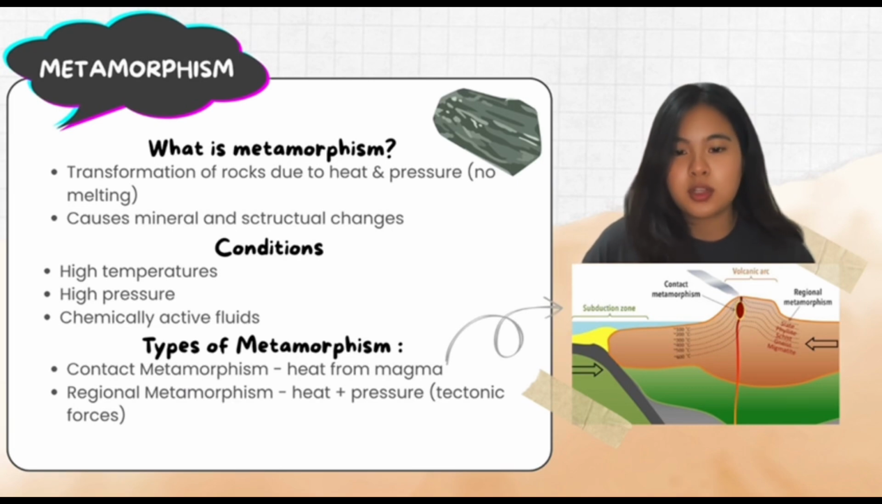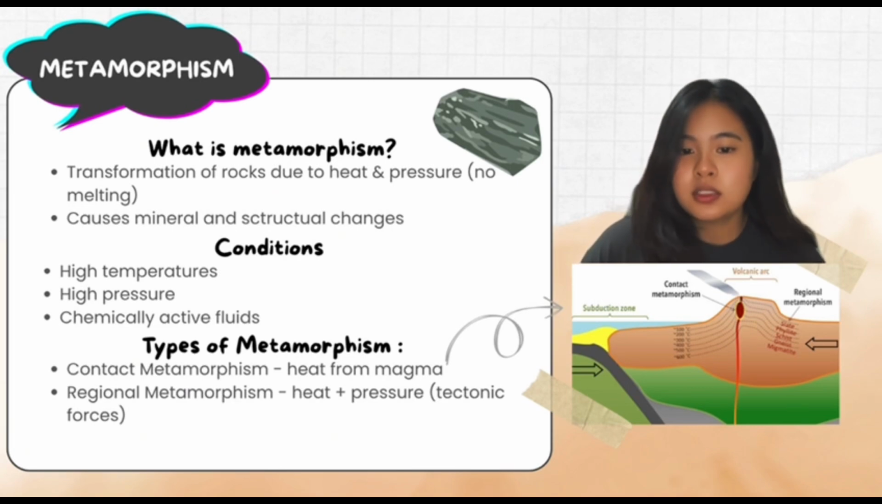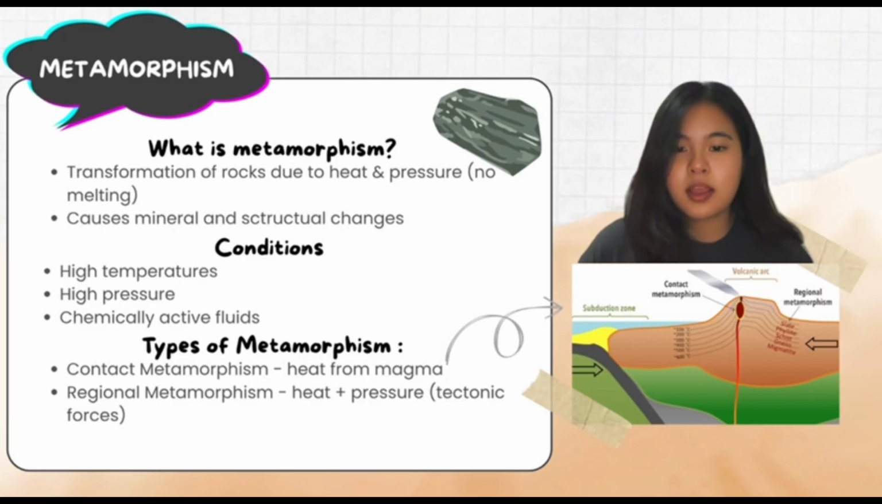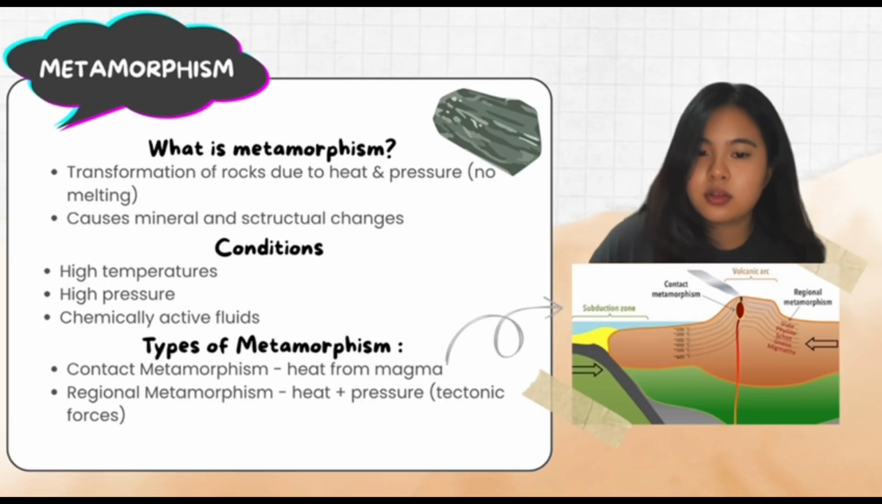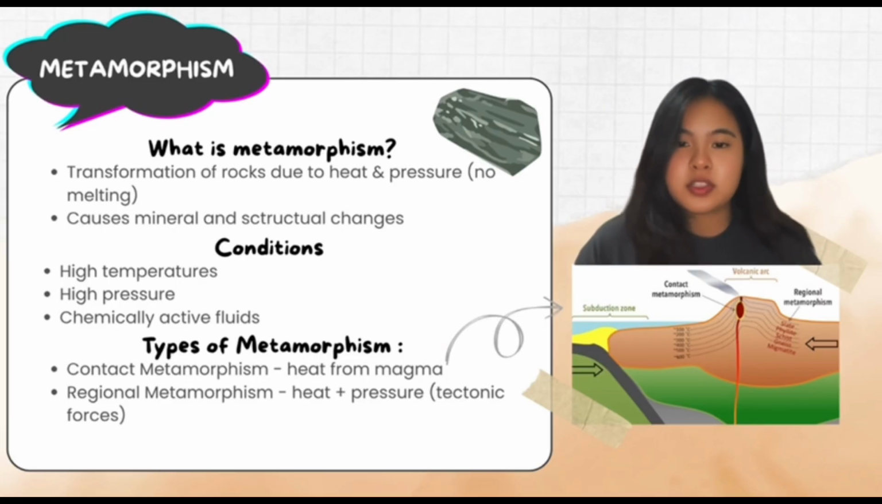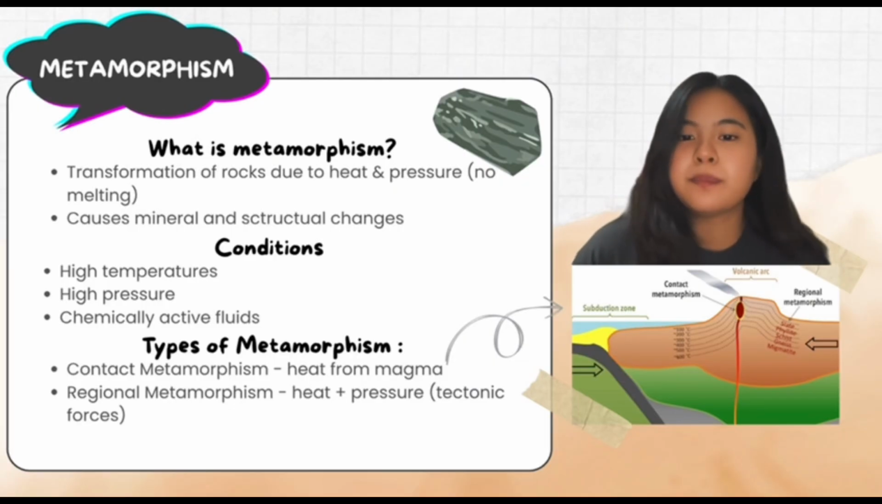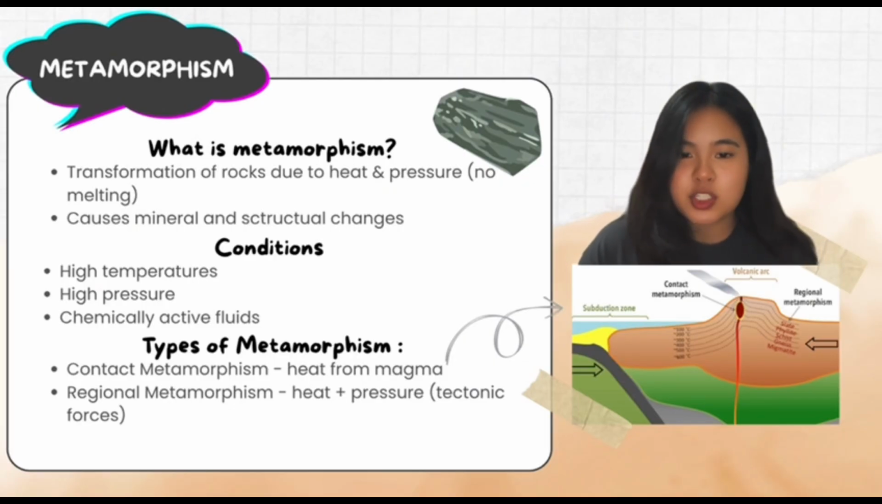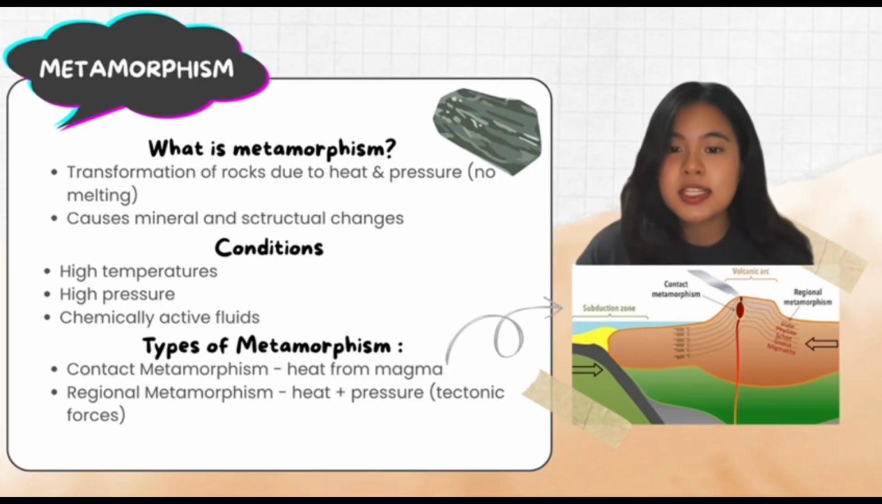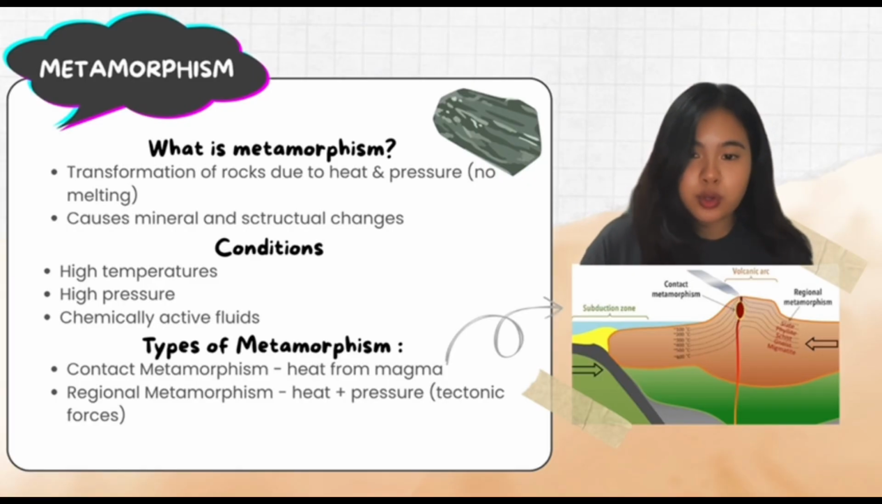temperature and pressure conditions. As a result, the rock's composition, texture, and structure are all altered. Several important factors influence metamorphism. The first is temperature, which provides the energy needed for chemical reactions to occur.